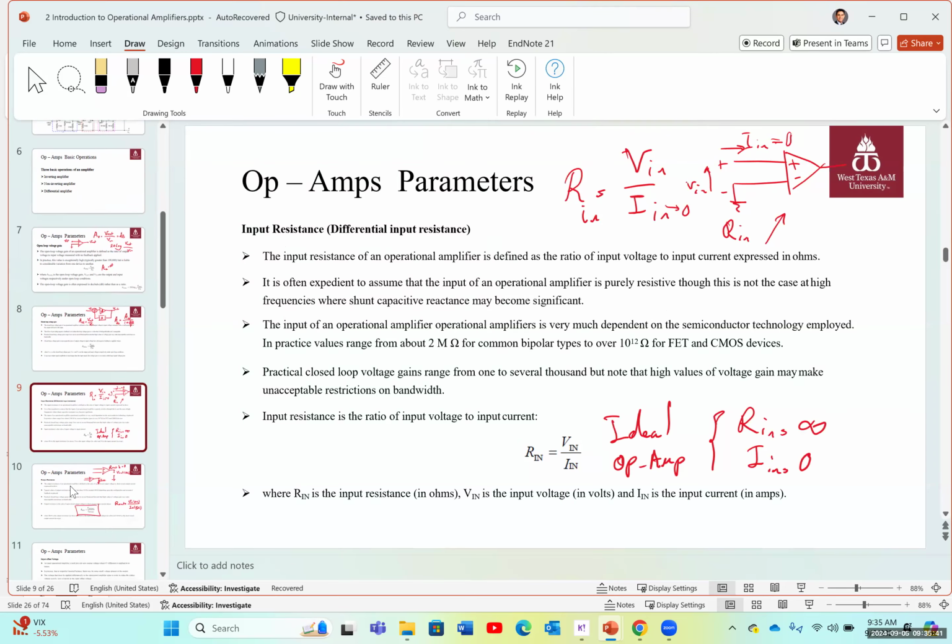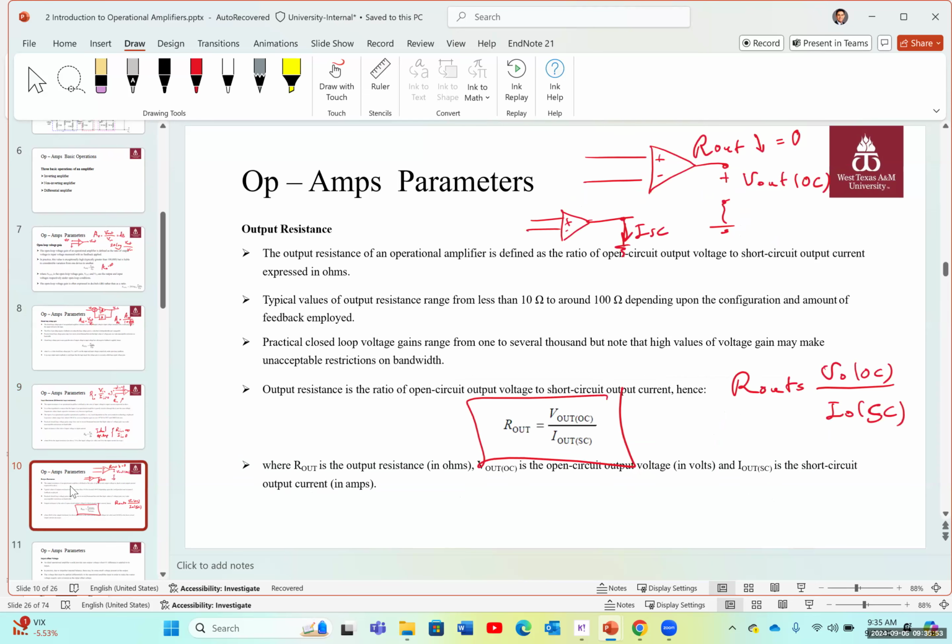We had the input resistance, which is the ratio of the input voltage to the input current. Ideally, this should be infinite, but in reality, it's pretty large, around several mega ohms. We had the output resistance. This one should ideally be 0. In the real world, it's a few ohms, like 10 ohms, up to 100 ohms.